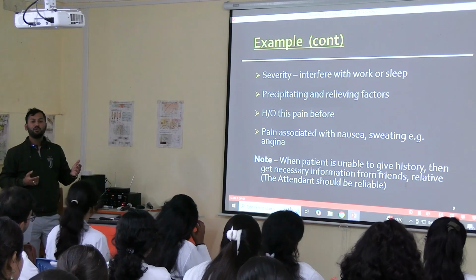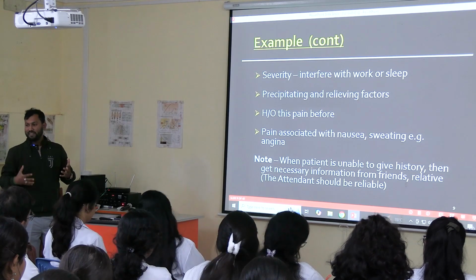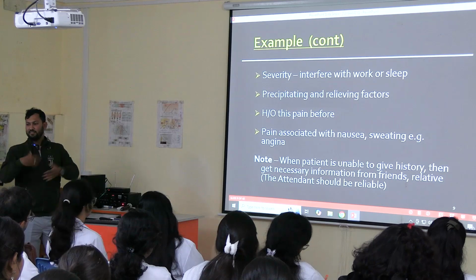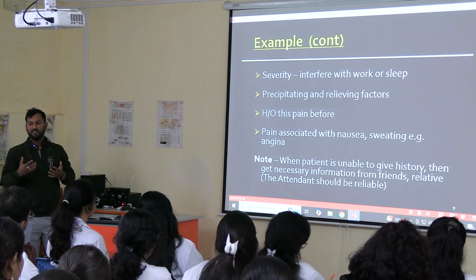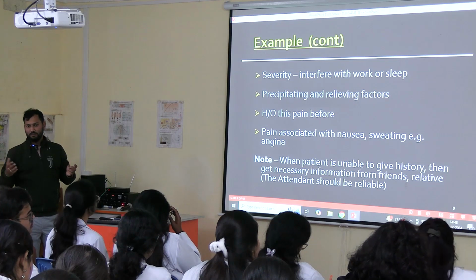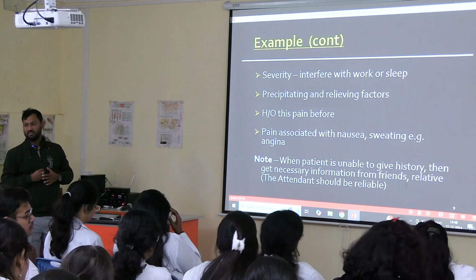Or take an old person who is having severe respiratory distress and is not able to breathe properly. How can he tell you that I had this problem, I had this problem? He is having difficulty in breathing only. So he cannot tell you. In that case, we will ask the relative of the patient: you tell us what the problem was. He will be the better person to tell it.